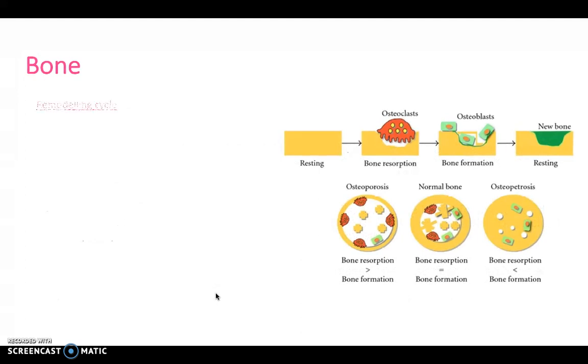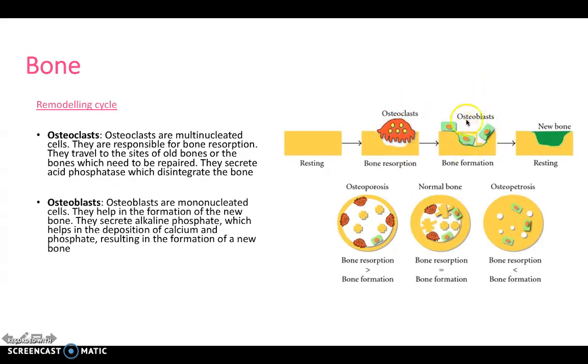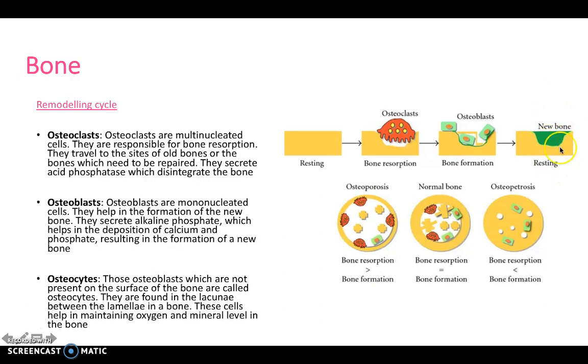This is what we're talking about when we're thinking about the remodeling cycle. And what we can see here is we've got osteoclast activity in bone resorption, and then we've got osteoblastic activity in bone formation, and then eventually we have this resting phase where we have the new bone present. This is what it looks like from a cross-sectional point of view, but this really is a clearer representation. So we have, for example, bone resorption, bone formation, and then new bone formed and the resting state.